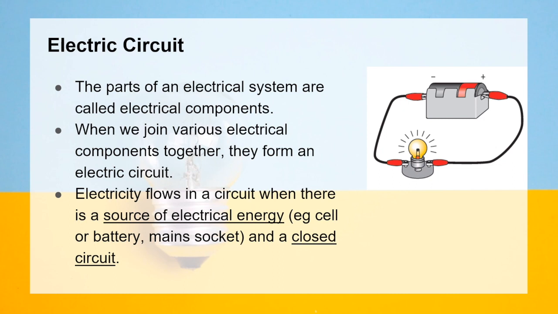For electricity to flow in a circuit, you must have two things. First, a source of electrical energy. This could be a battery or sometimes called a cell, or you can use electricity directly from the mains socket. Another criteria needed for electricity to flow in a circuit is to have a closed circuit. This means that there are no gaps in any part of the circuit. The picture on this slide shows a closed circuit and the light bulb is able to light up.